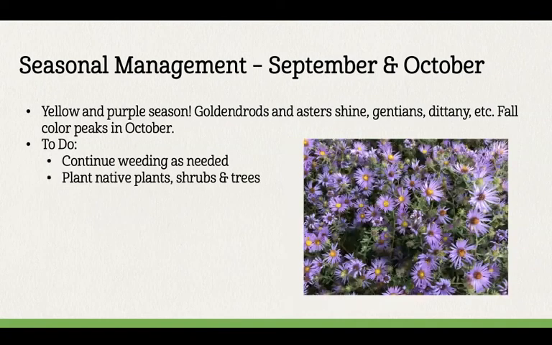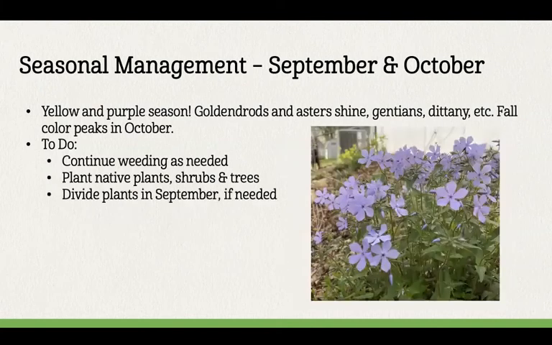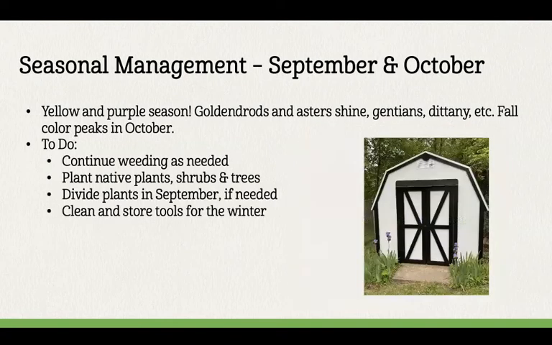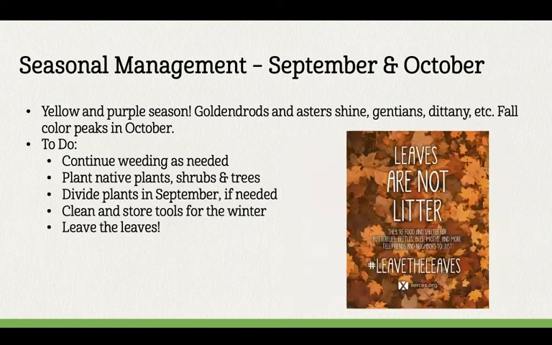This is a great time to plant native plants, especially shrubs and trees. They have a chance to really get that root development in before the next spring. This is a good time to divide plants as needed. Do that in September and get them nice and settled in before the really cold weather arrives so that they can be ready for the spring. We're going to clean and store our tools for the winter. We're going to leave the leaves as much as we possibly can.